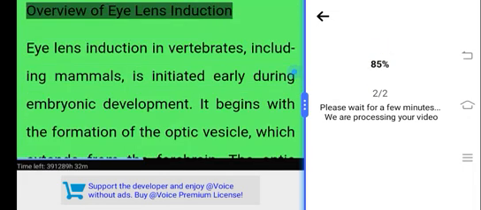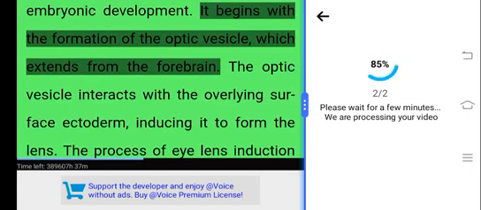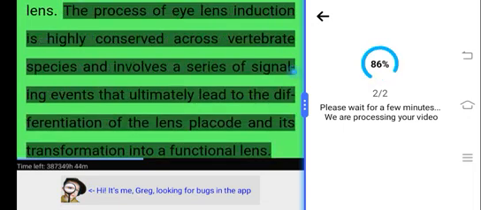Overview of eye lens induction. Eye lens induction in vertebrates, including mammals, is initiated early during embryonic development. It begins with the formation of the optic vesicle, which extends from the forebrain. The optic vesicle interacts with the overlying surface ectoderm, inducing it to form the lens. The process of eye lens induction is highly conserved across vertebrate species and involves a series of signaling events that ultimately lead to the differentiation of the lens placoid and its transformation into a functional lens.